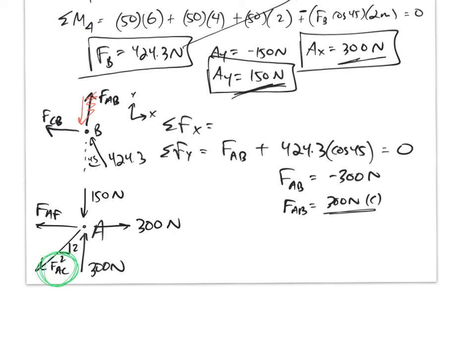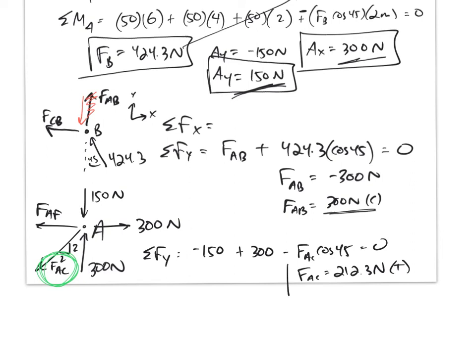So looking at summing the forces in Y, FAF isn't even in that equation, so I don't have to worry about that. Summing the forces in Y: negative 150, positive 300, minus FAC cosine 45 is equal to 0. So FAC came out to be positive 212.3 newtons. It came out positive, so I guessed correctly. I guessed tension. So I need to specify it is 212.3 newtons in tension. All right.